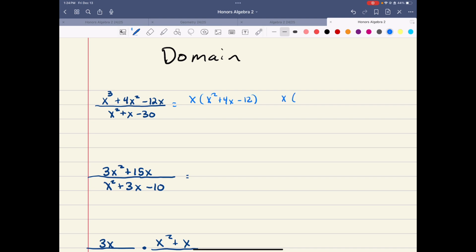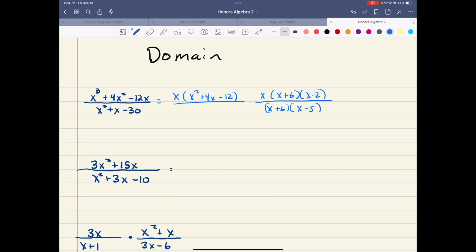So that's x times x plus 6 and x minus 2 over, and again I can factor the denominator. I think that's going to be x plus 6 and x minus 5. So our end solution to this, after we simplify it, is x times x minus 2 over x minus 5. So there it is, our answer in reduced form.